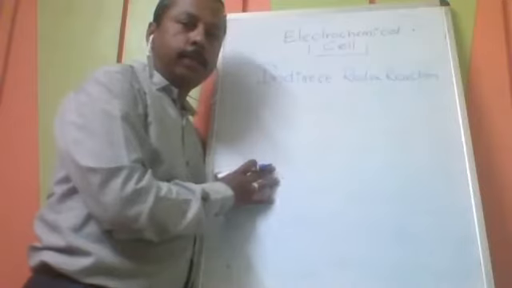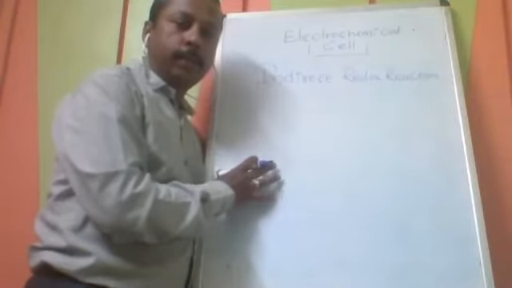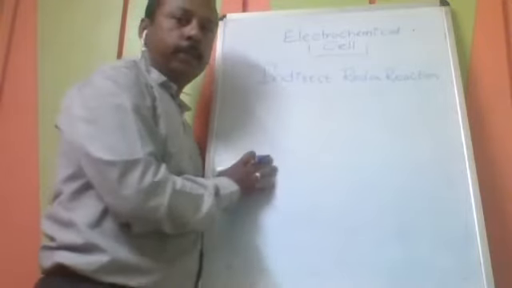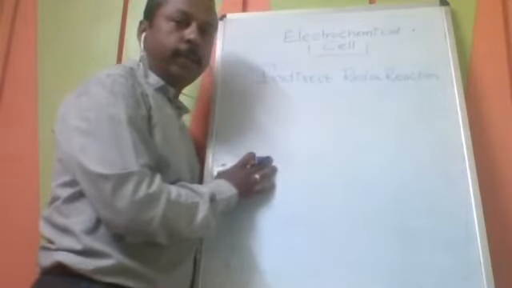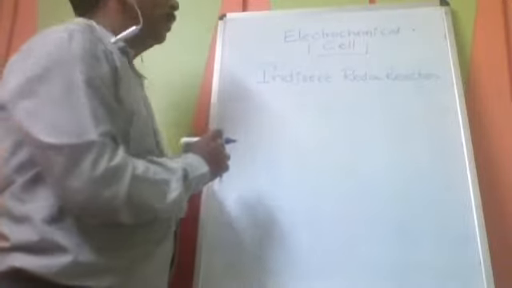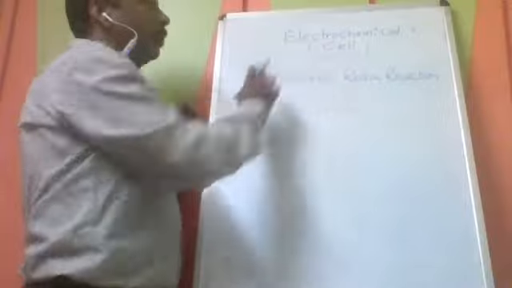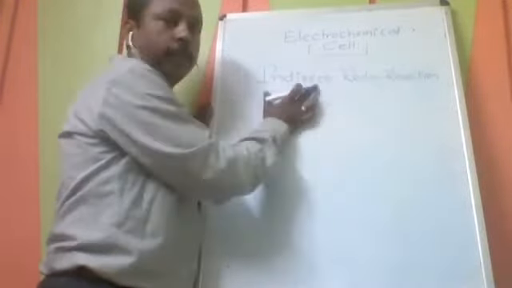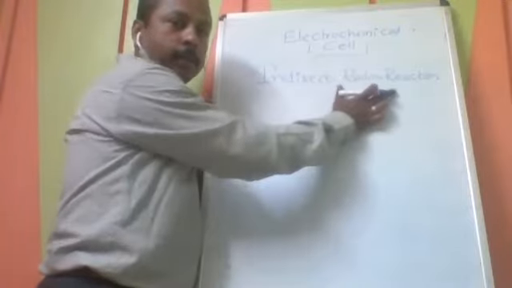One is called the oxidation half cell, another is called the reduction half cell. Both cells are separately carried out. Oxidation is carried out in one container and reduction is carried out in another container. Such types of cells are called electrochemical cells. That is called indirect redox reaction.